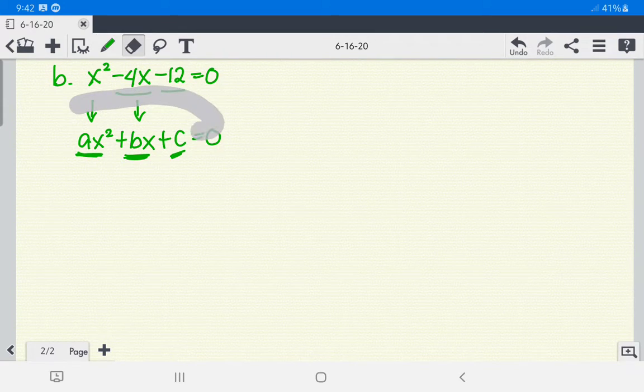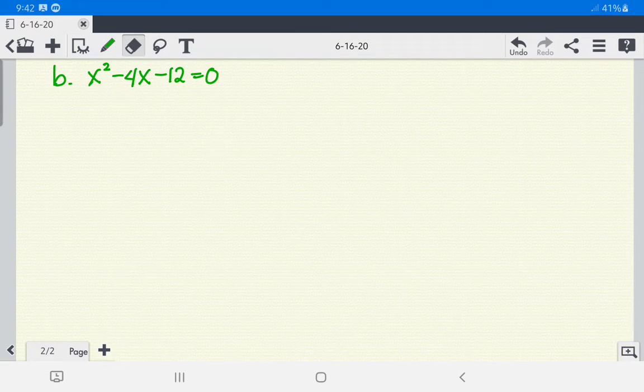Now, after that, what you are going to do is you have to factor the trinomial.